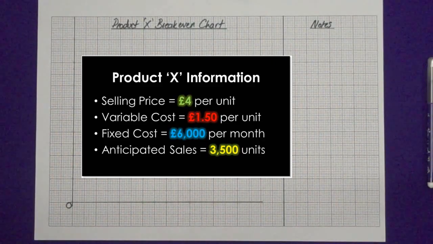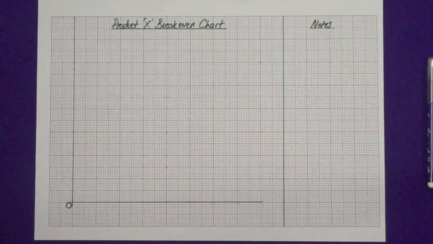We can see the selling price is £4 per unit, the variable cost of producing each one, so the cost incurred in making each individual product X, is £1.50, and our fixed costs are £6,000. This is all the information we actually need to produce our break-even chart.